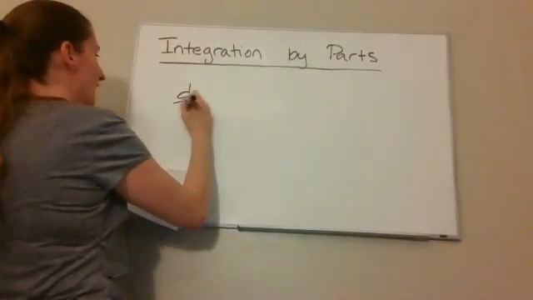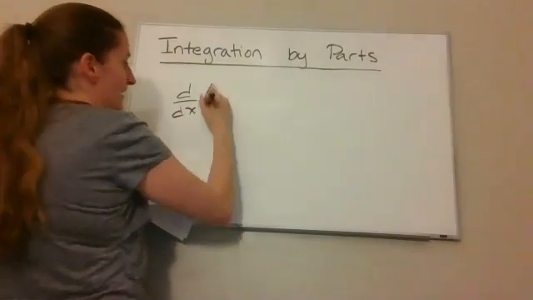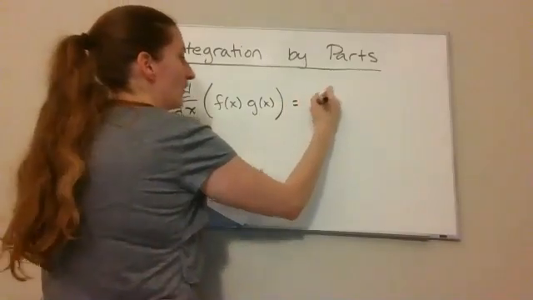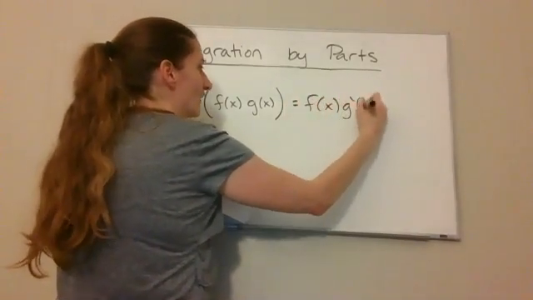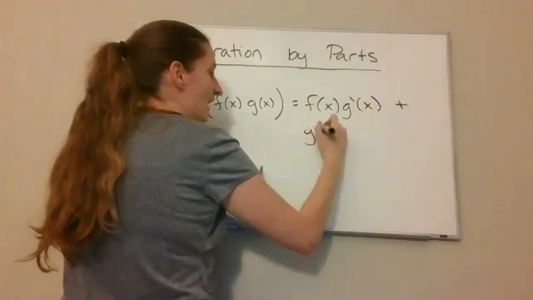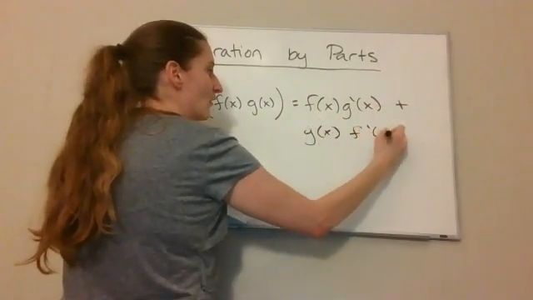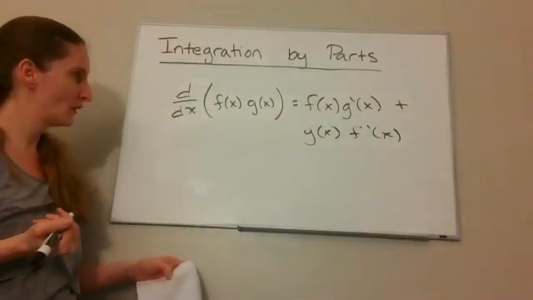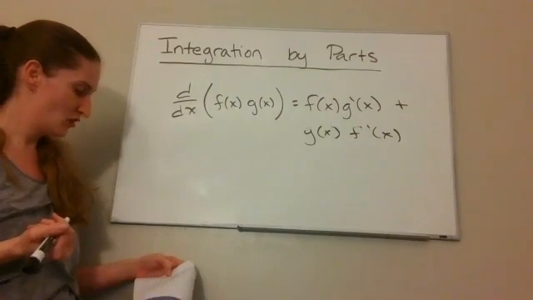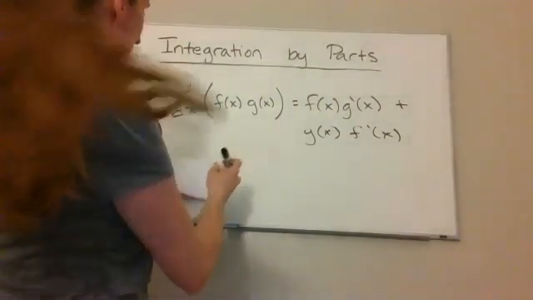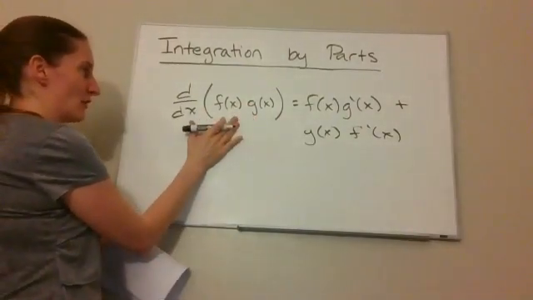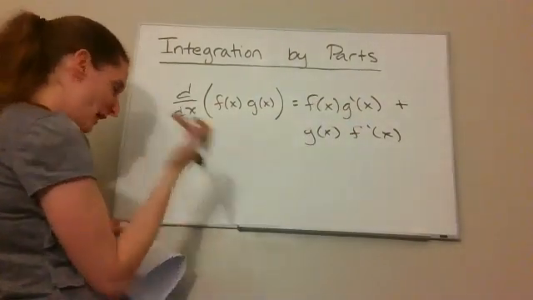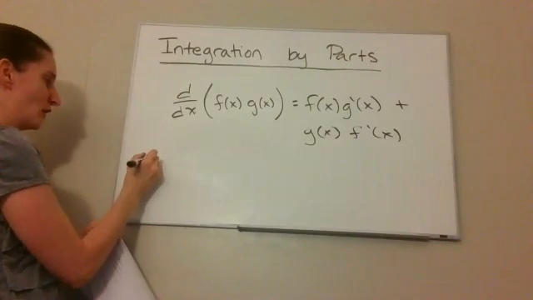Remember, your product rule said that the derivative with respect to x of f times g is the first one times the derivative of the second plus the second guy times the derivative of the first. That was our product rule. And now notice that I can also go ahead and rearrange this just slightly. I'm going to put this derivative of f times g over on the right side, put this other stuff over on the left side, and I'm going to integrate both sides of this equation.